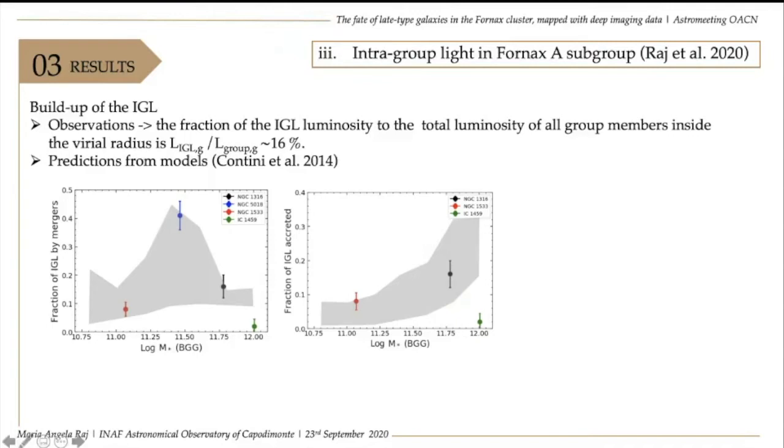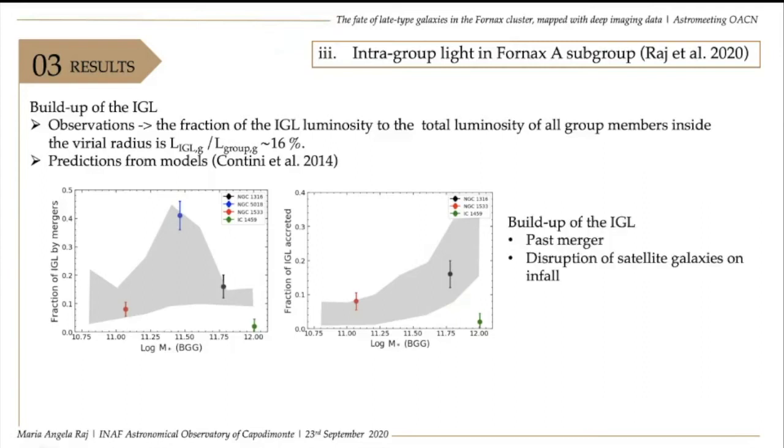And then we have two models here: the merger channel and the accreted channel. Here we have other groups plotted too, and the black one here is 1316, and it kind of fits in. So to summarize, the buildup of the IGL is through a past merger of 1316 and disruption of satellite galaxies in infall. So our observations fit in well with predictions from models.